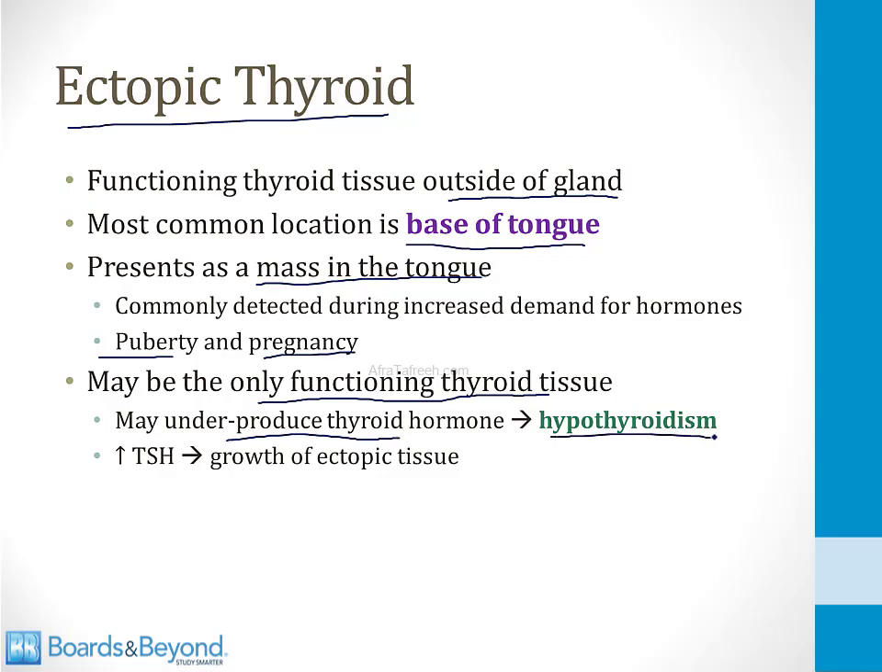This leads to hypothyroidism. This can create a vicious cycle where the hypothyroidism raises the level of TSH. We'll talk about TSH later. And the TSH stimulates growth of the ectopic tissue, and thus the mass in the tongue becomes larger. When this is the case and you remove the mass, the patient will have hypothyroidism after the surgery, and they will need to go on hormone replacement therapy.